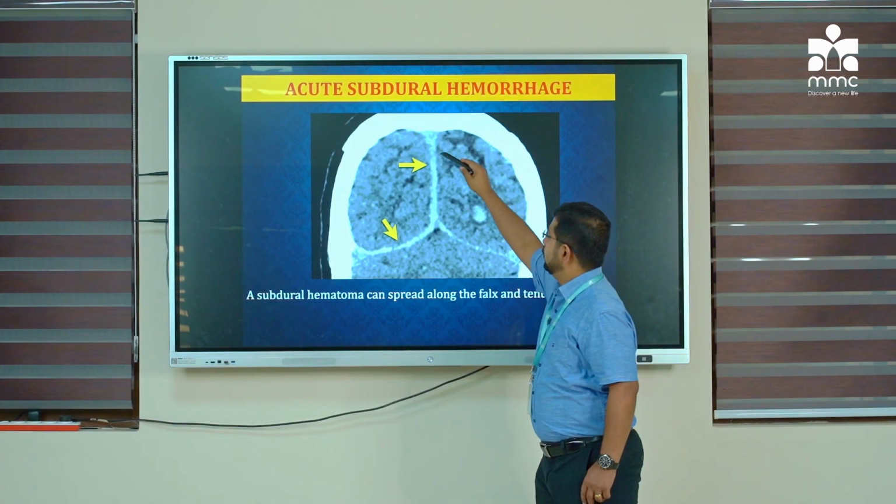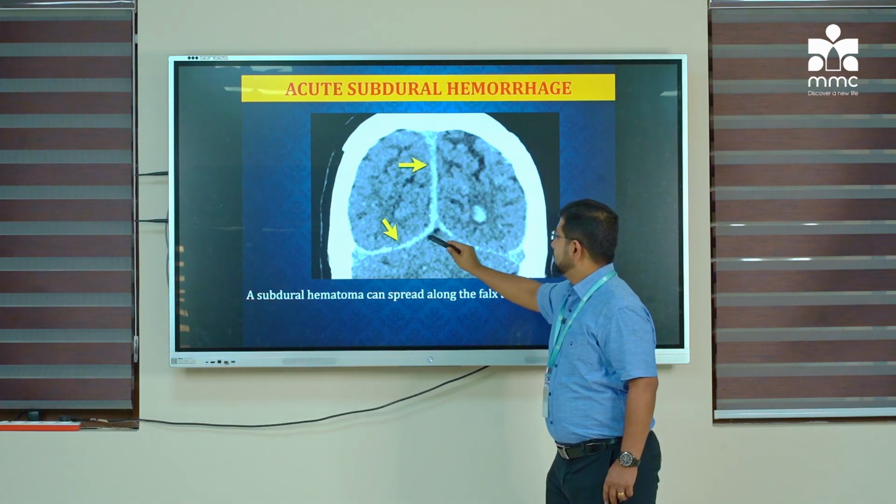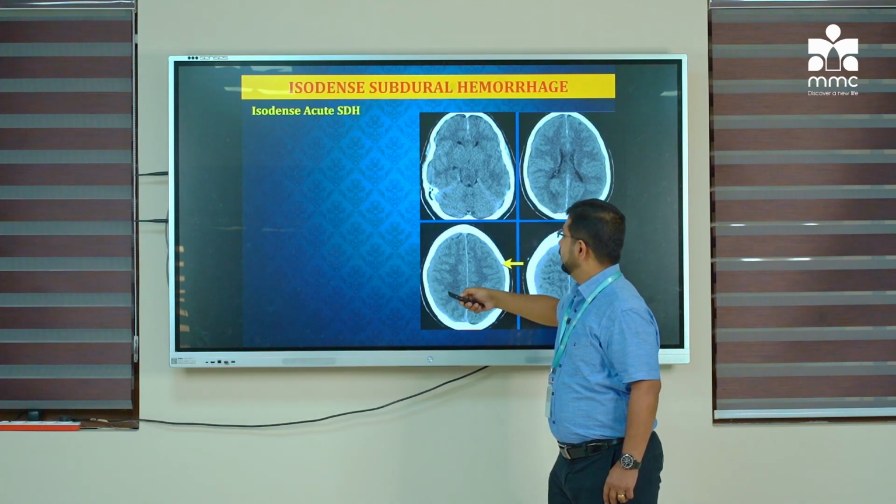So this is the falx cerebri. This is the tentorium cerebelli.